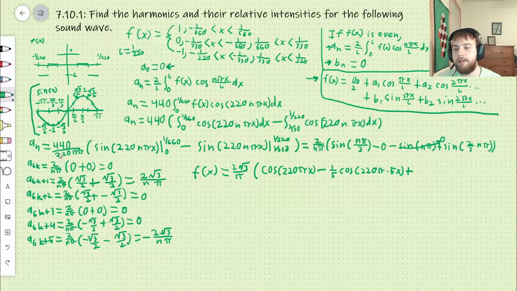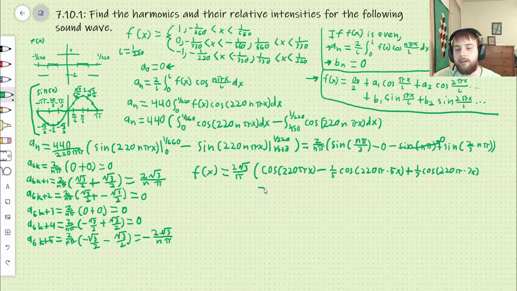We don't have a multiple of 6 term, but we do have a 1 plus a multiple of 6 term. So this is 1 over 7 cosine 220 pi times 7x. So our next term, what is our next term going to be? This is our 7. We don't have an 8, we don't have a 9, we don't have a 10, but we do have an 11.